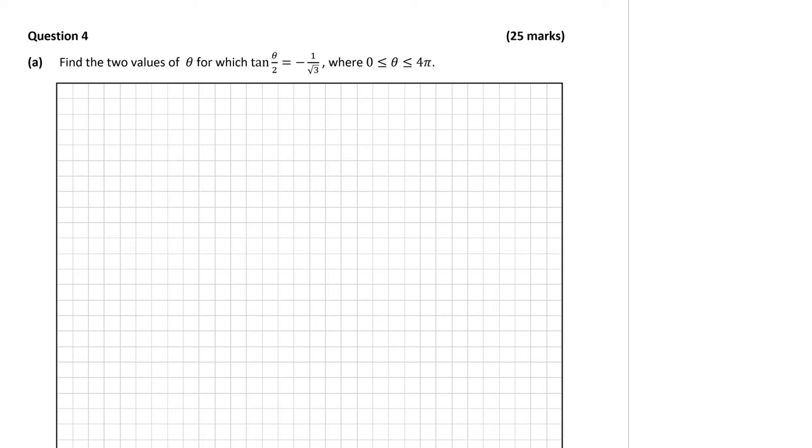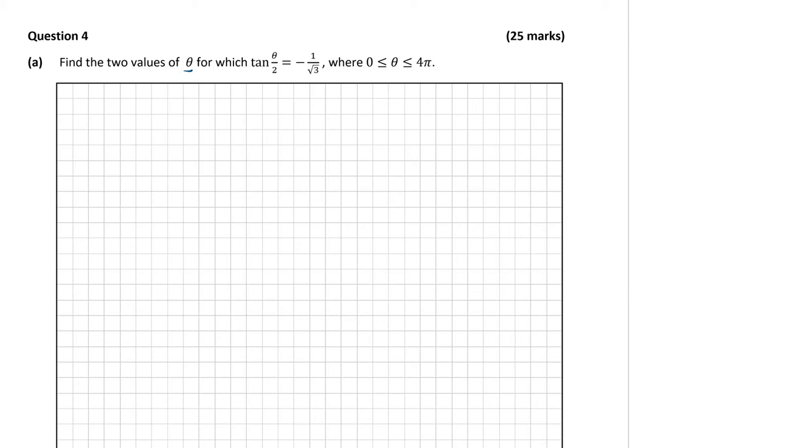So here I'm going to go through a Leaving Cert past paper question on trigonometry. It's a unit circle question from 2020, paper 2, question 4, and it says find two values of theta for which tan of theta over 2 is equal to minus 1 over root 3.